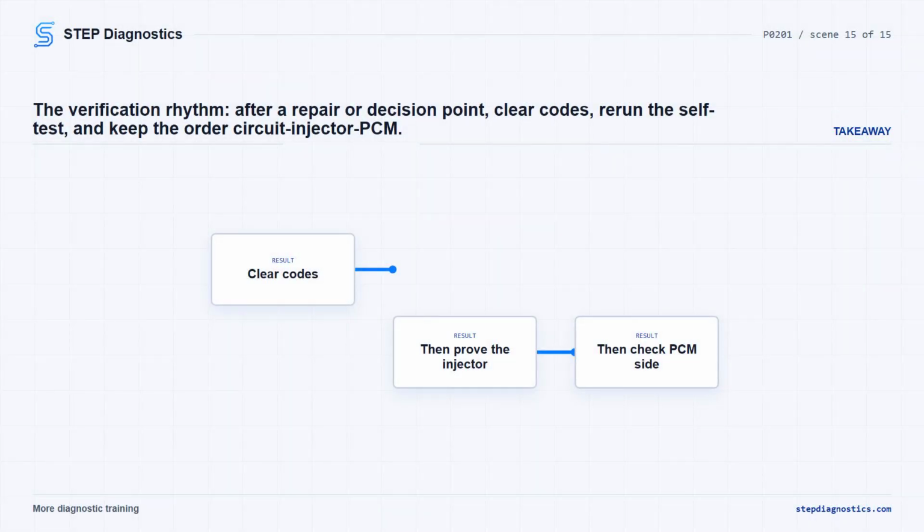Keep verification separate from the circuit testing. After any wiring repair, injector repair decision, connector correction, or module decision, clear the PCM codes and repeat the self-test where directed. The takeaway is simple. For P0201, prove the circuit first, then prove the injector, and only move to the PCM side after the wiring, connector, and injector checks have been handled in order.